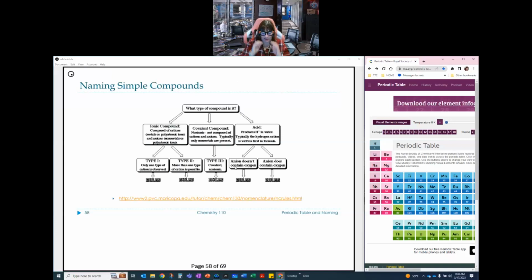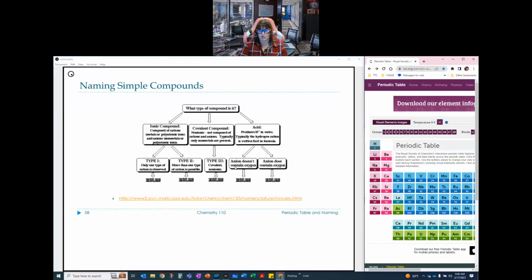Now, what does this mean? Well, I'm a flowchart girl, so you get a flowchart. My question always becomes, I need to name something. What type of compound is it? Because what I do depends on what type of compound it is.